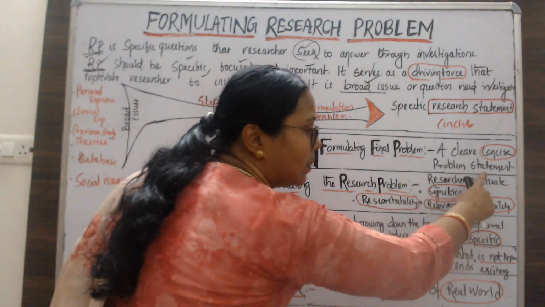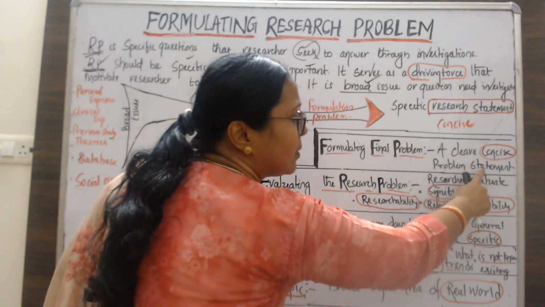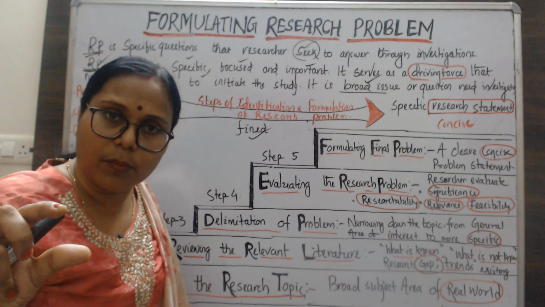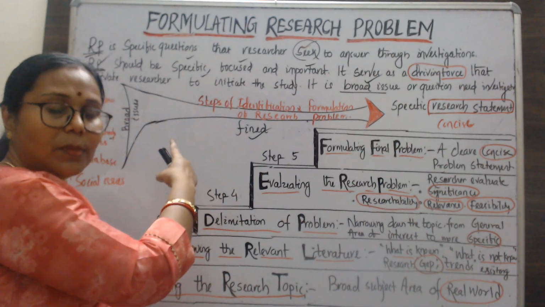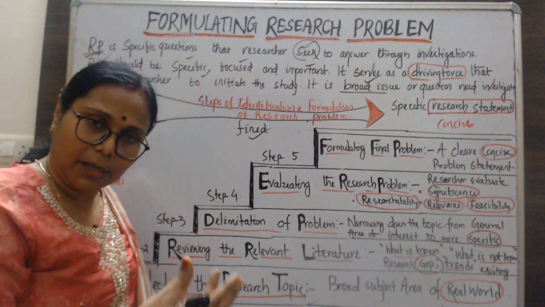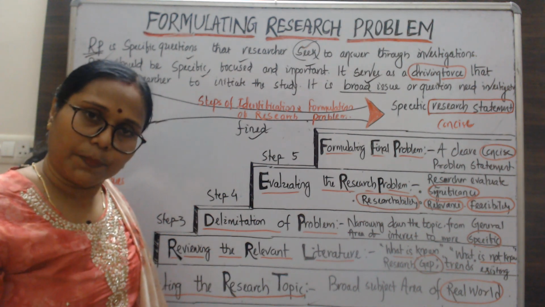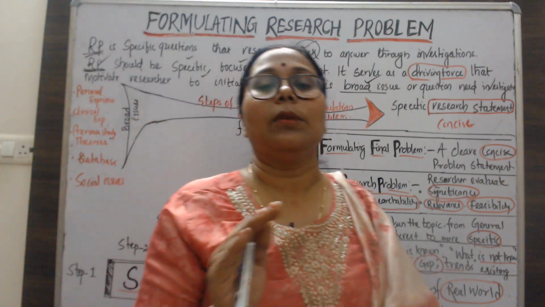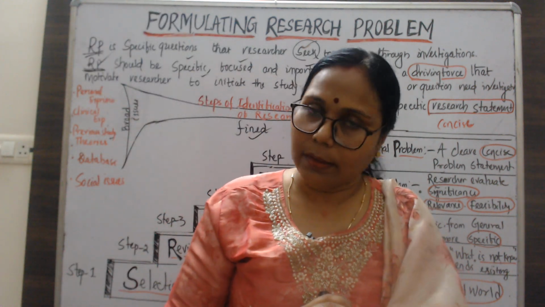That is called the problem statement, and it is written as a research problem statement. The statement is in a more specific and concise form. But the research problem is a broad area of issue or topic. Okay, so this is all about identifying and formulating a research problem.